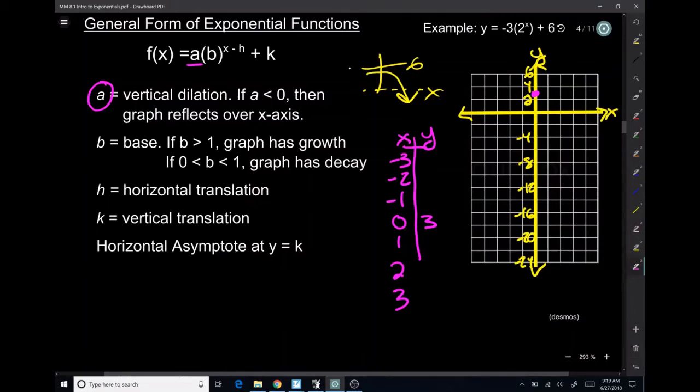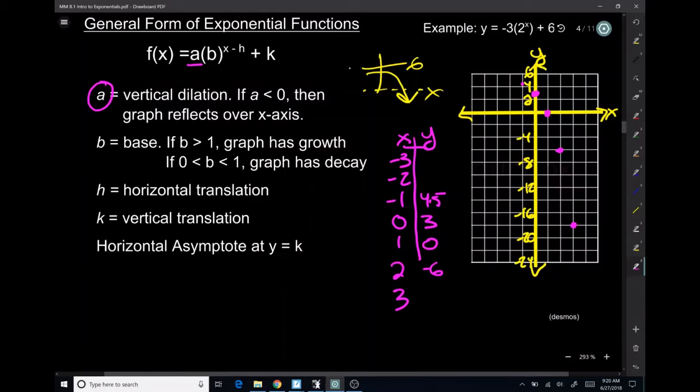Okay, so 0, 3. If I plug in a 1, I get negative 6 plus 6 is 0, so I have the point 1, 0. If I plug in a 2, it's 4 times negative 3, which is negative 12, plus 6 is negative 6. And 3, 8 times negative 3, which is negative 24, plus 6 is negative 18. So you can see, I counted by 2s, because I have a lot of ground to cover with that. In the opposite direction, though, negative 1.5 plus 6 is 4.5.